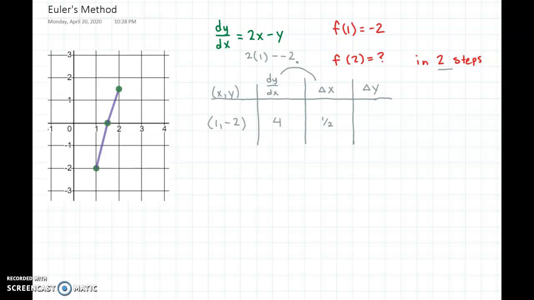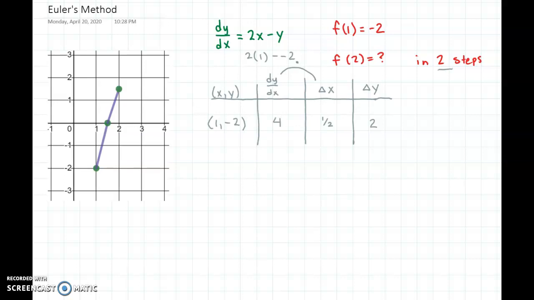Then our change in y is going to be delta x times our derivative. So 4 times 1/2 would be 2. So for every half of a step we take in the x direction, since our slope is 4, we're going to take a step of 2 in the y direction. If our slope is 4 and our run is 1/2, our rise would be 2.